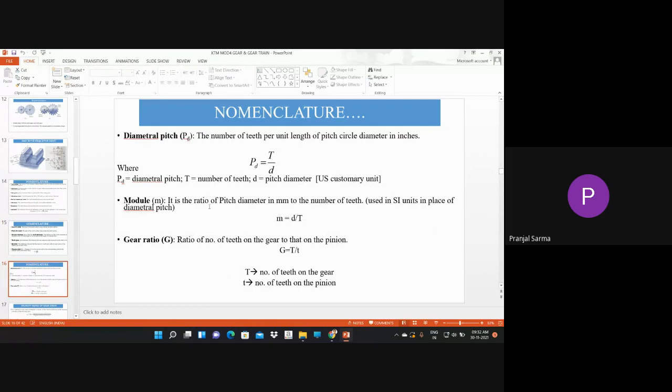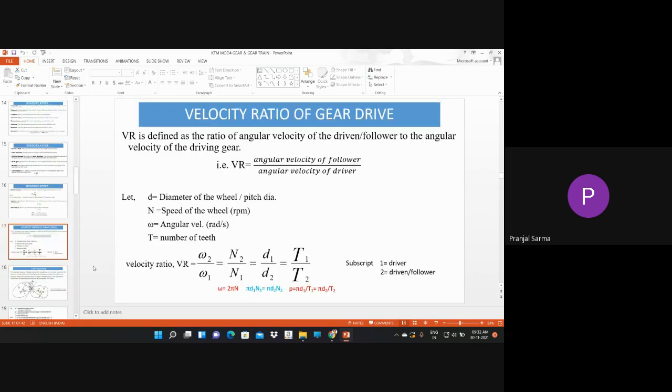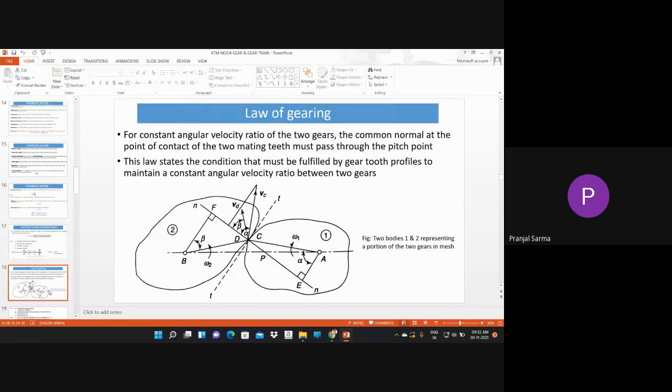Then we have seen one very important terminology, that is the module. It was the ratio of the pitch diameter in millimeter to the number of teeth. So module will be in millimeter. Pitch diameter in millimeter you consider, just understand that. This is the SI unit in place of diametral pitch. We will not generally be using diametral pitch, but if it is asked, then from there you can find out the module also. Then the gear ratio, what you understand by velocity ratio, etc.